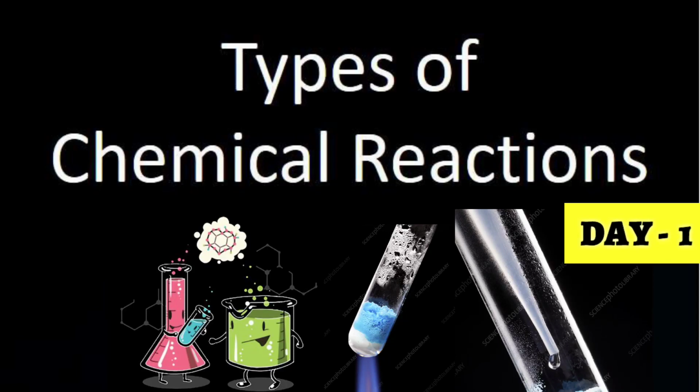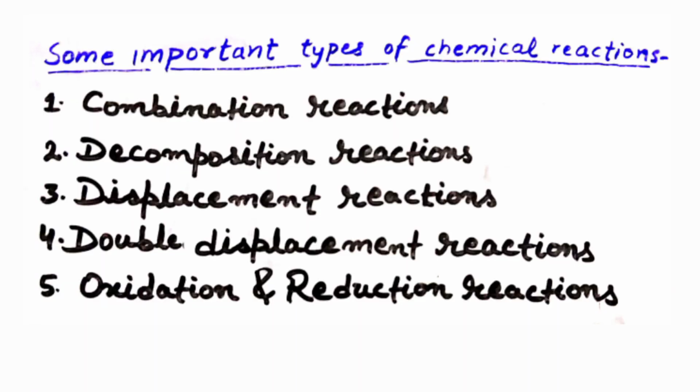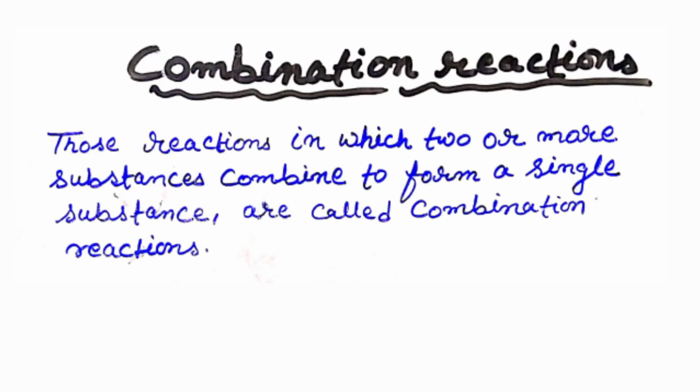Good morning students. Today we are going to study types of chemical reactions. Some important chemical reactions are: first, combination reactions; second, decomposition reactions; third, displacement reactions; fourth, double displacement reactions; fifth, oxidation and reduction reactions. In this chapter, we have to study all these kinds of chemical reactions.